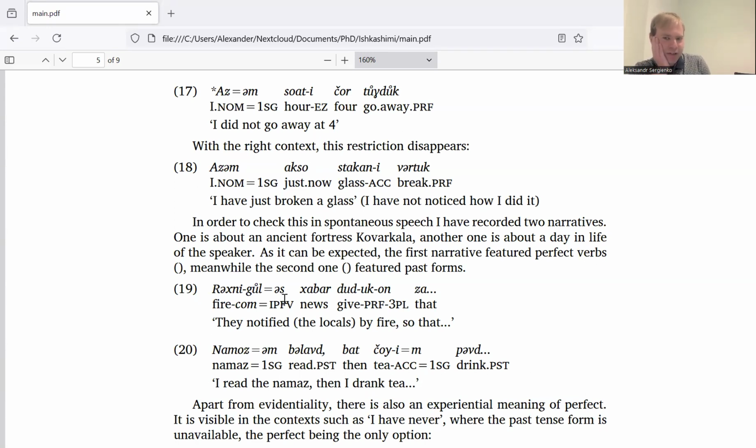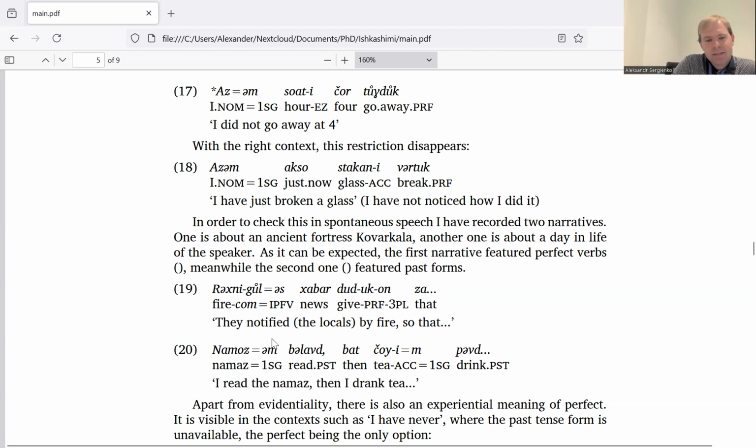And as can be expected, the first narrative features predominantly perfect verbs. Meanwhile, the second predominantly features past forms. So let's look here. They notified the locals by fire, so it's kind of the story of how people used to communicate between the fortress and the Kishlak Rhin. And you see the Dudukon form appearing here because that is something that the narrator did not witness.